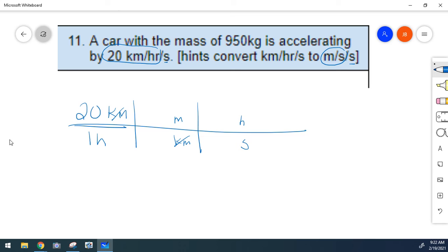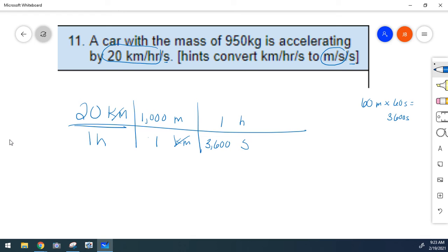So how many meters are there per kilometer? I'm going to say there is 1,000 meters in 1 kilometer. And then in 1 hour, there's 3,600 seconds. And if you wanted to see, it's 60 minutes times 60 seconds. And that's how I get the 3,600, if you're curious how I got that.